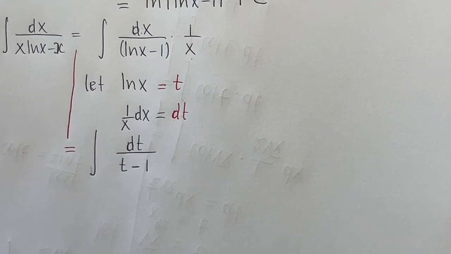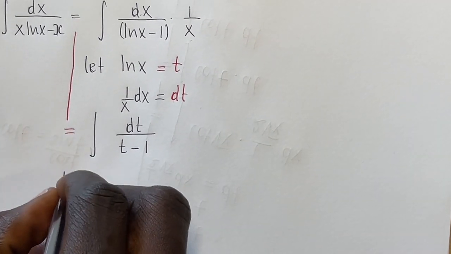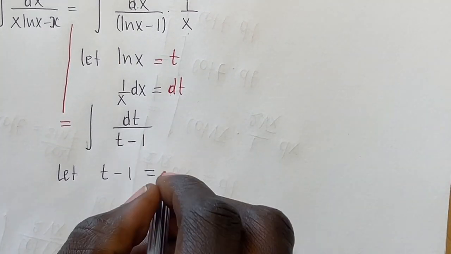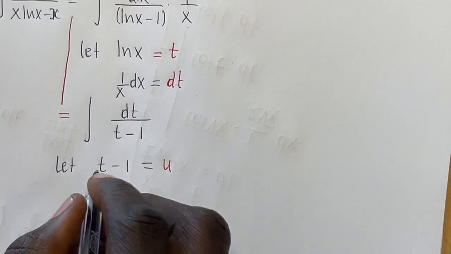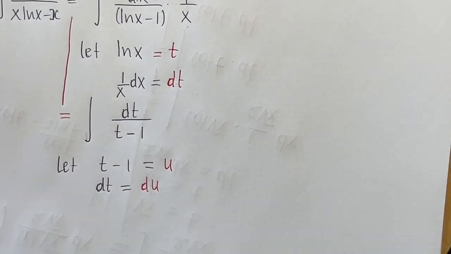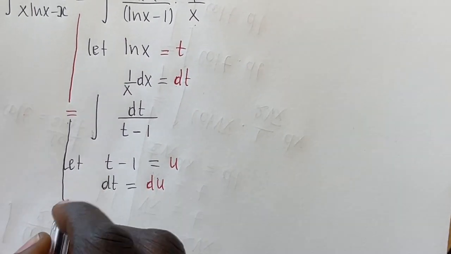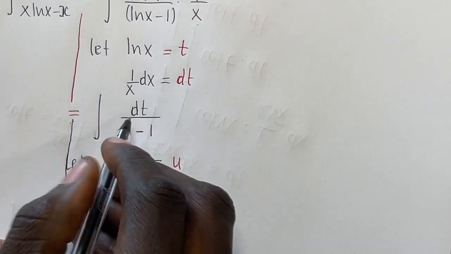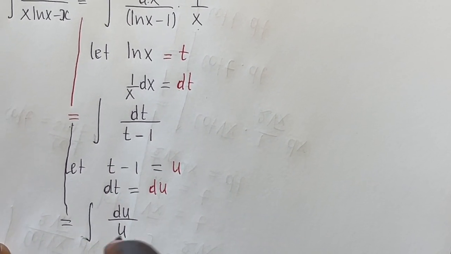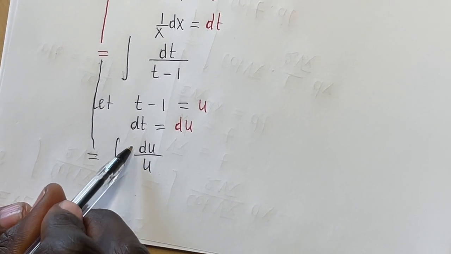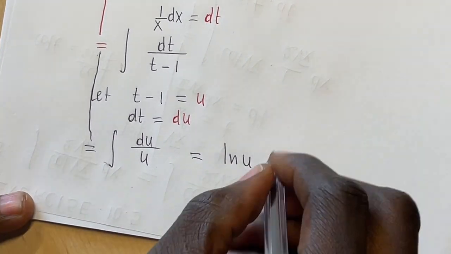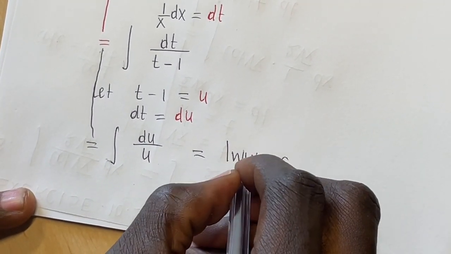Yes, we can. How can we solve this? We have to let again t minus 1 to be u. The derivative of t is dt, and the derivative of u is du. So therefore, now this integration becomes the integral of du over u, since dt is du and t minus 1 is u. So what is the integration of du over u? This integration is just ln of the absolute value of u plus c, always with the absolute value.